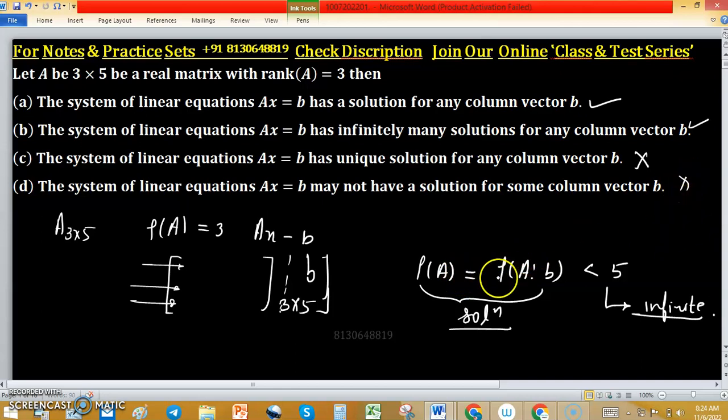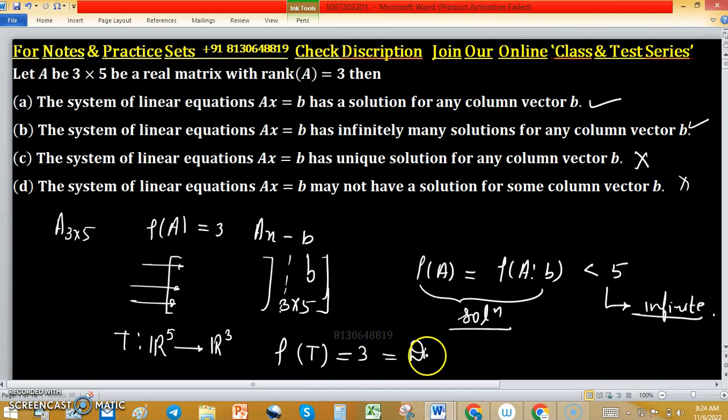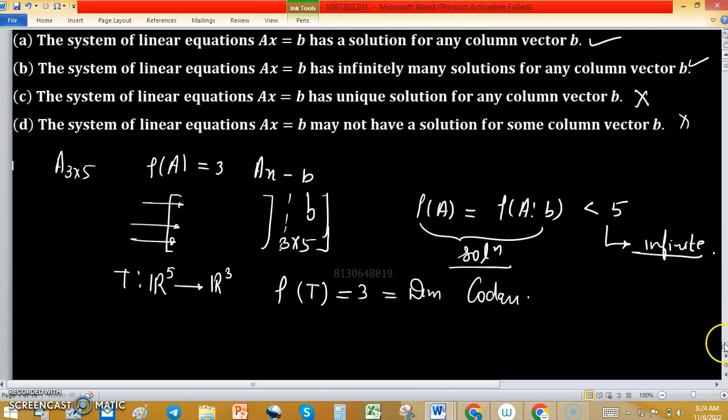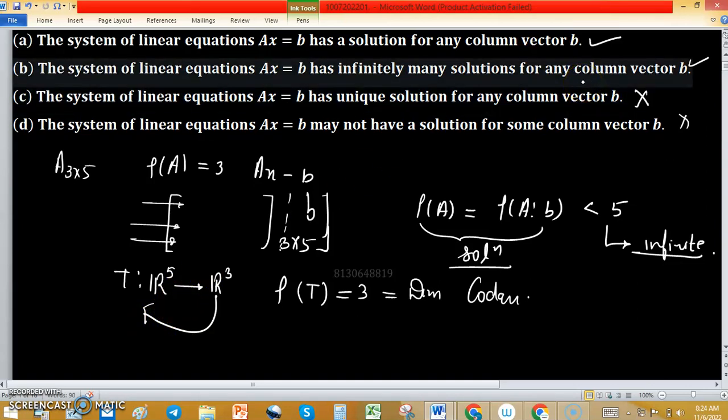Option D is wrong. If you construct a linear transformation T from R5 to R3, the rank of this transformation T is 3, and this is the same as the dimension of the codomain. It means for each element in the codomain we have a pre-image in the domain. That's why this is onto and has a solution for every column that exists in R3.